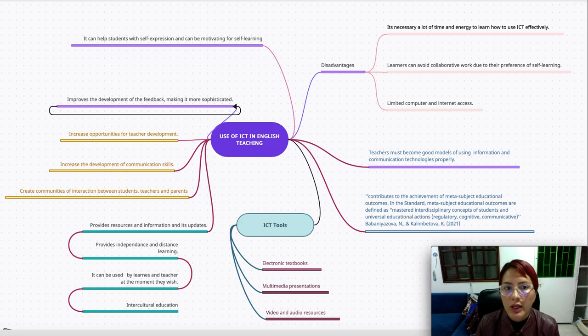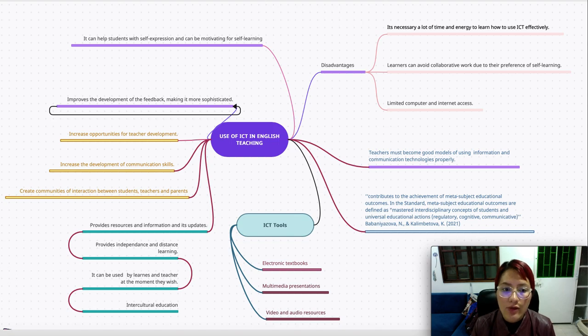So first, these resources help students with self-expression and self-learning. Also, they promote intercultural education and independence and distance learning. What does that mean? That students are able to educate themselves through these resources. Just have a laptop or a cell phone. They can use the internet to search for a lot of resources about their likes, their preferences, their experiences. So yes, it's very important.